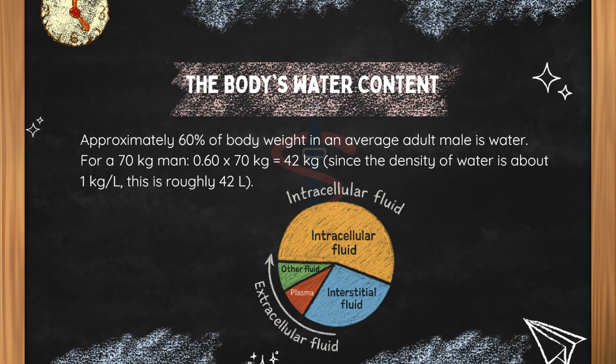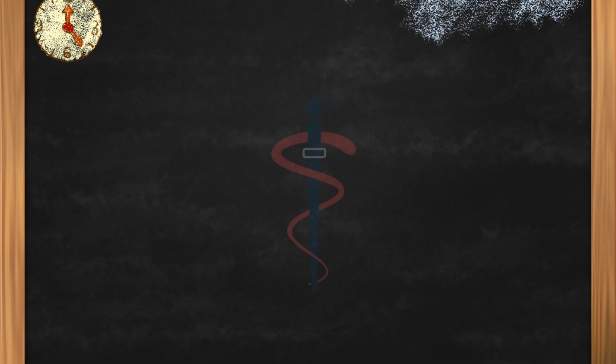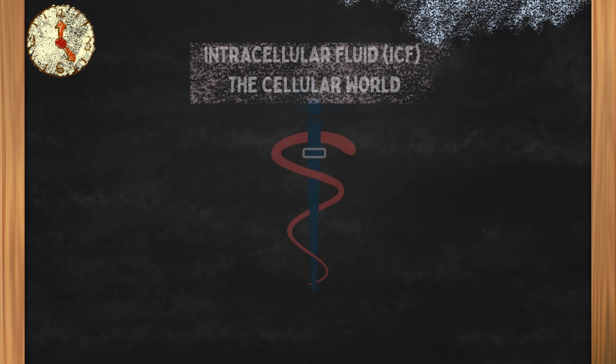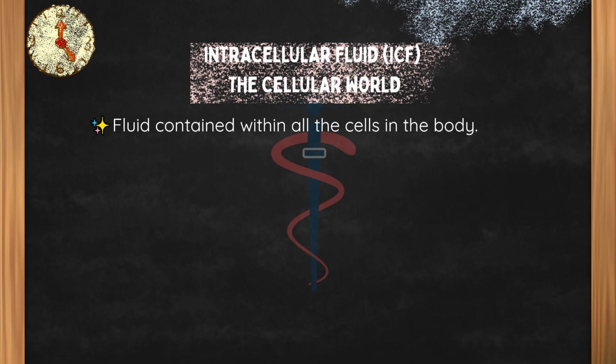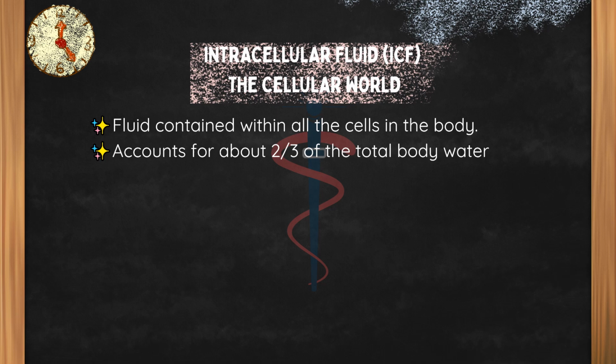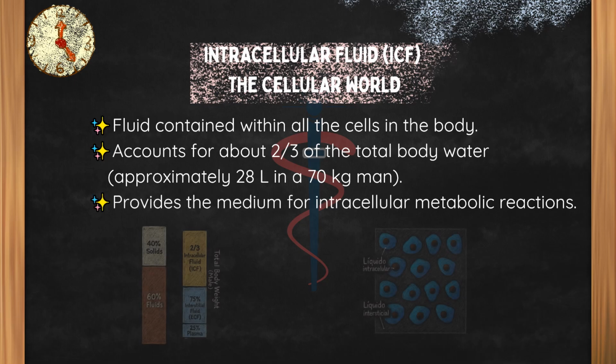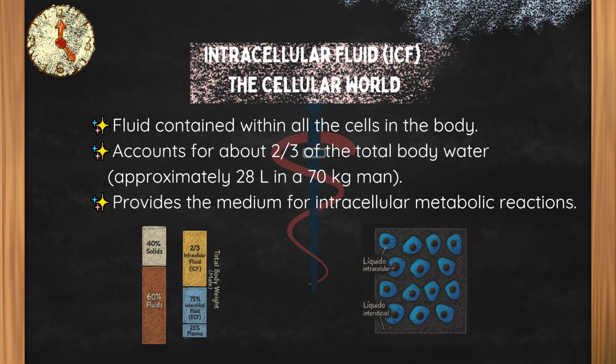This total body water is then distributed between our two main compartments. The intracellular fluid, as the name suggests, is the fluid located inside our cells. This is the largest compartment, making up about 2/3 of the total body water, or around 28 liters in our 70 kilograms man. Think of it as the internal environment for all the biochemical reactions happening within each cell.